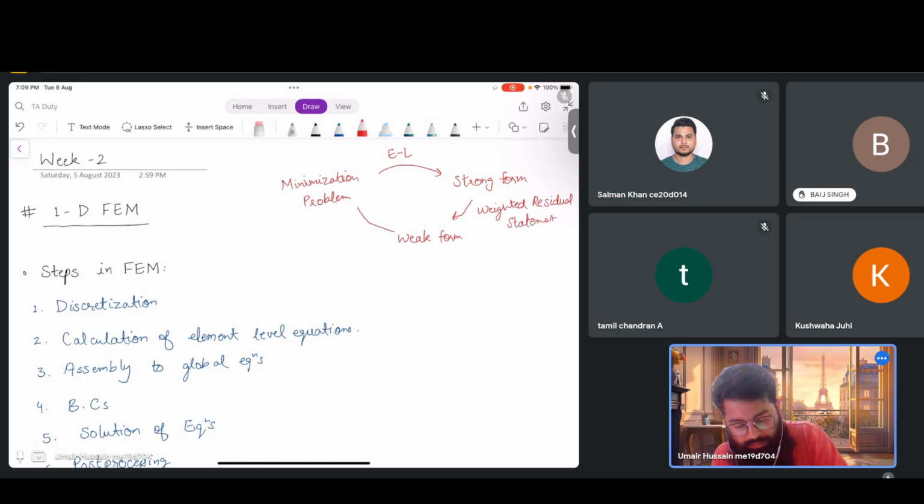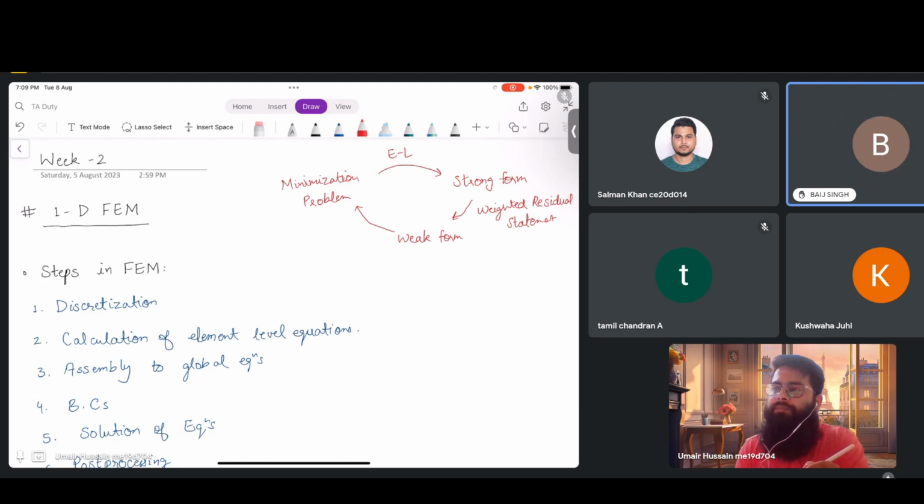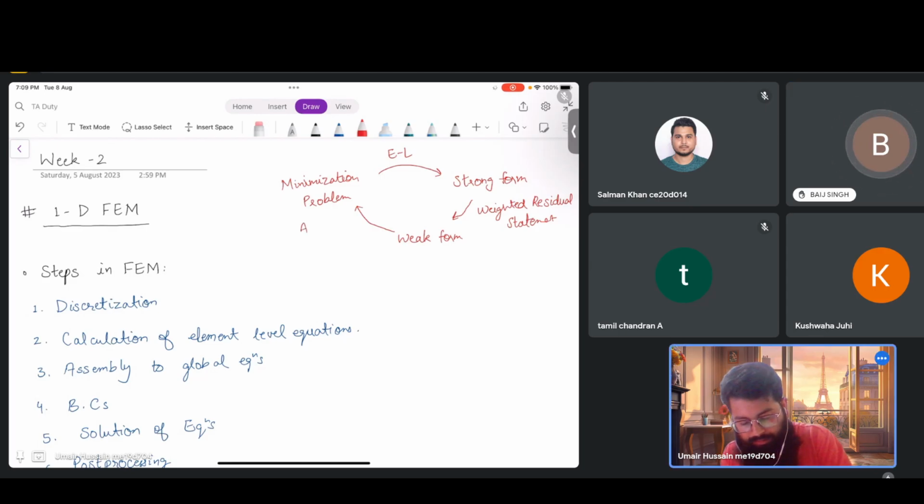And how do we go back from weak form to minimization problem? Can someone answer this? Anyone? Any guess? If A(u,v) is bilinear and symmetric, and L(v) is linear, then we can go for a minimization problem. And the minimization problem solution is half A(u,v) minus L(v).